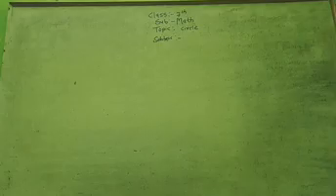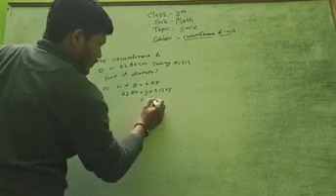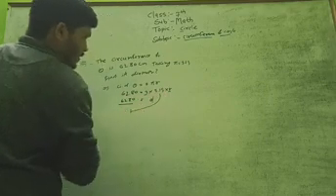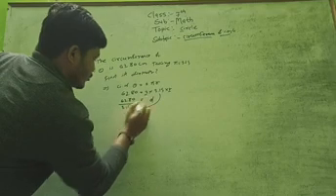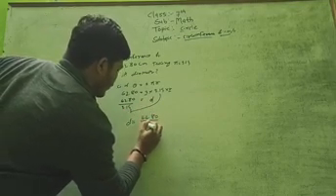What is the circumference of the circle? The circumference of the circle is 2 pi r. The circumference is given, that is 62.80. Pi is 3.14, and 2 multiplied by r is nothing but the diameter. So diameter is 62.80 divided by 3.14.